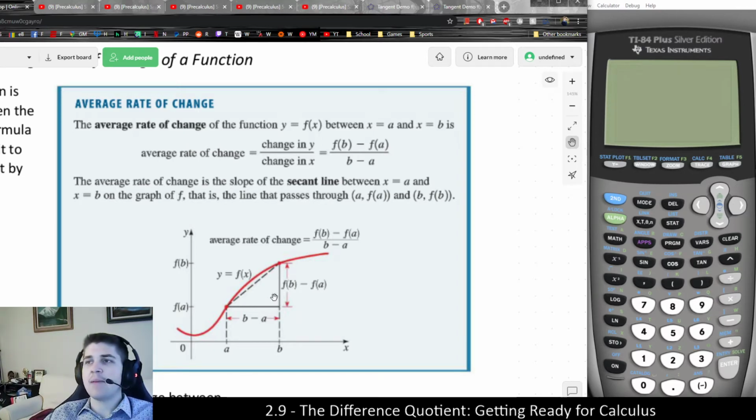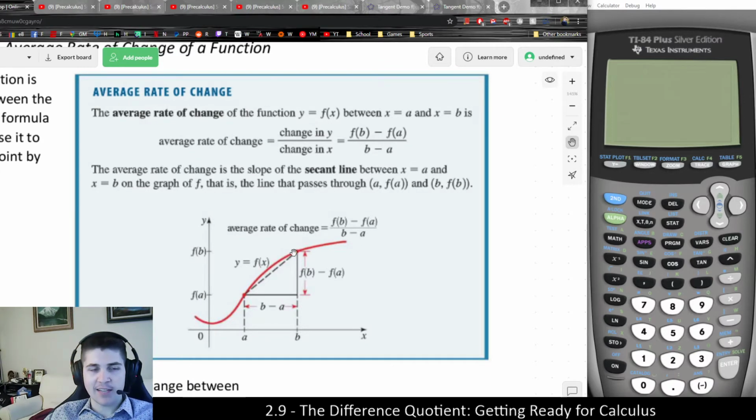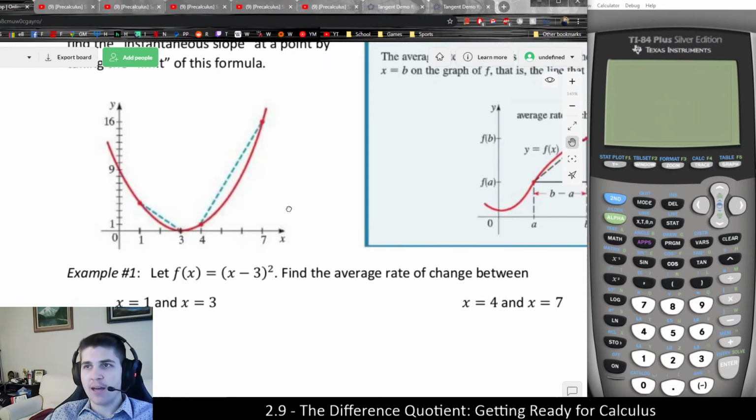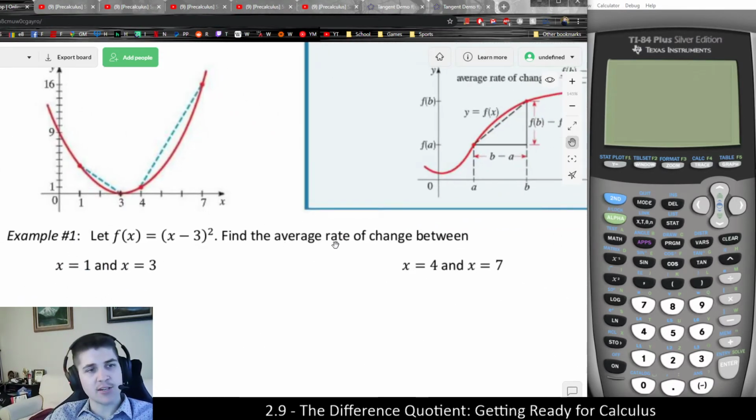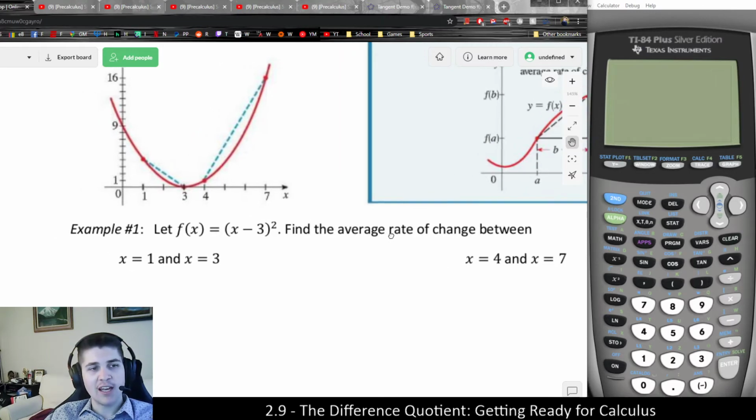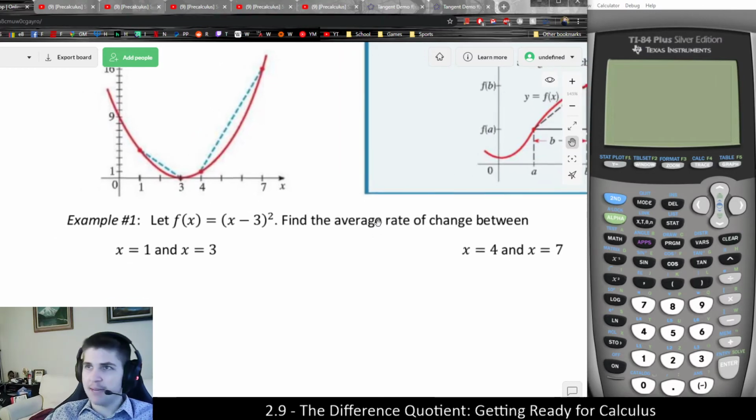And basically, if I can figure out this value, f of b minus f of a over b minus a, this will give me the slope, aka rise over run. So this formula is nothing really new. It's just if we're talking about a mathematical function and we want to find the average rate of change, it's just a different way of saying the same thing.